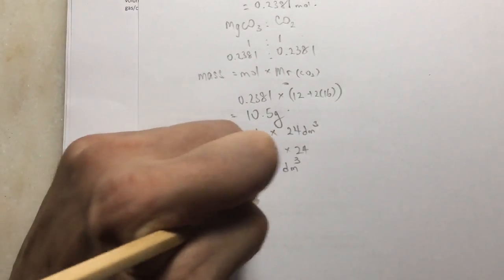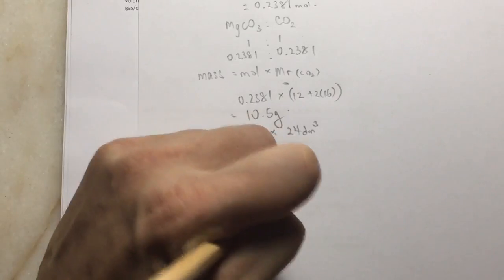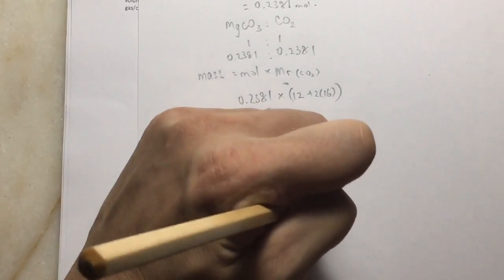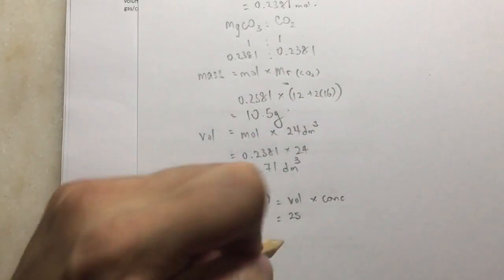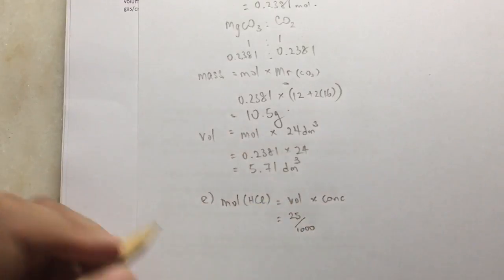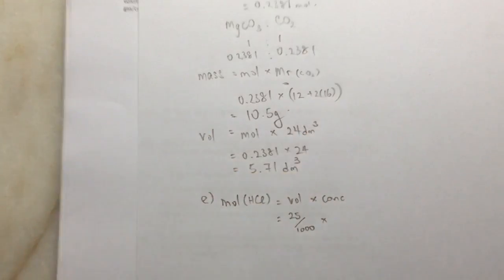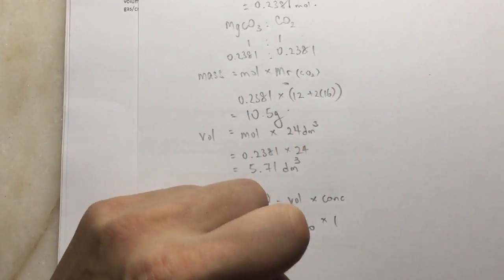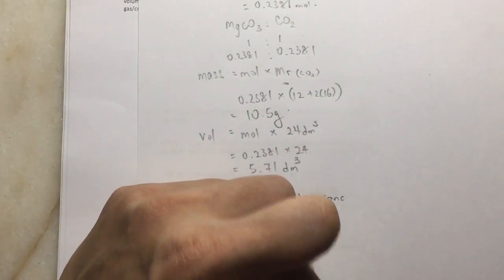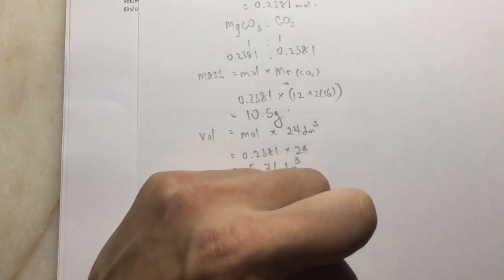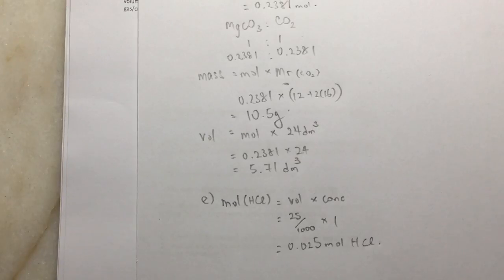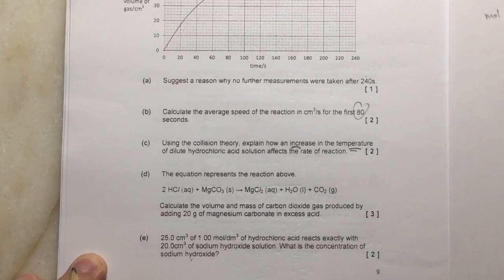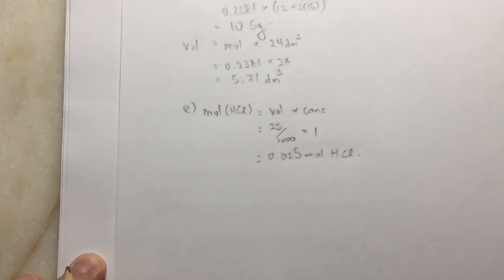So moles of HCl equals volume times concentration. So I've got 25 cm³, right? So convert that to dm³, divide by 1000, times concentration, which is 1, equals 0.025 mole of HCl. What is my ratio? To get my ratio, I need an equation. Did they give you an equation? No. So let's write down the equation.